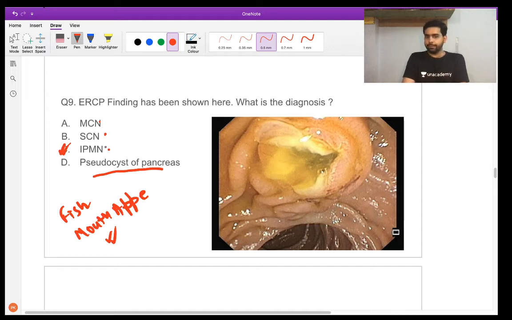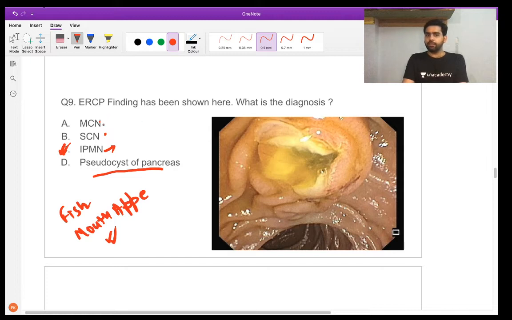Now out of these, IPMN has a connection with the main pancreatic duct. And because it has the connection with the main pancreatic duct, whatever mucin is secreted by this tumor enters into the main pancreatic duct. And when it enters into the main pancreatic duct, if you try to cannulate, the mucus is coming out through the opening. And this is basically a characteristic fish mouth appearance which we get in IPMN. Is it malignant? Yes.